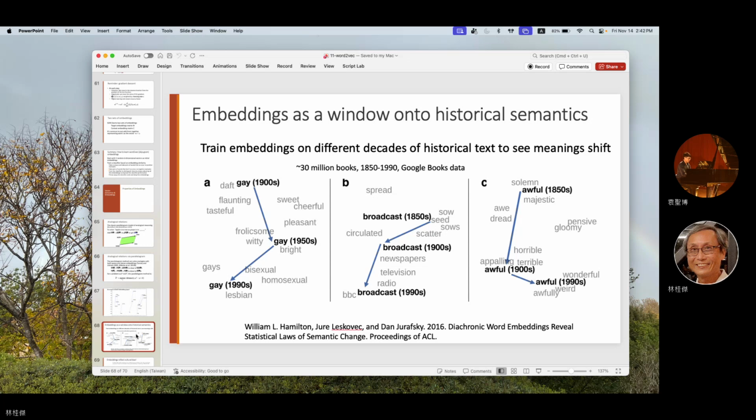Awful. Do you use the word awful? Awful used to mean majestic. Only for king and queen, or in the religious text, awful means majestic, solemn. You are worshiping this and that, and you are using the word awful to mean that you have such a high respect. But in the 1990s, awful means terrible. And now awful actually means wonderful.